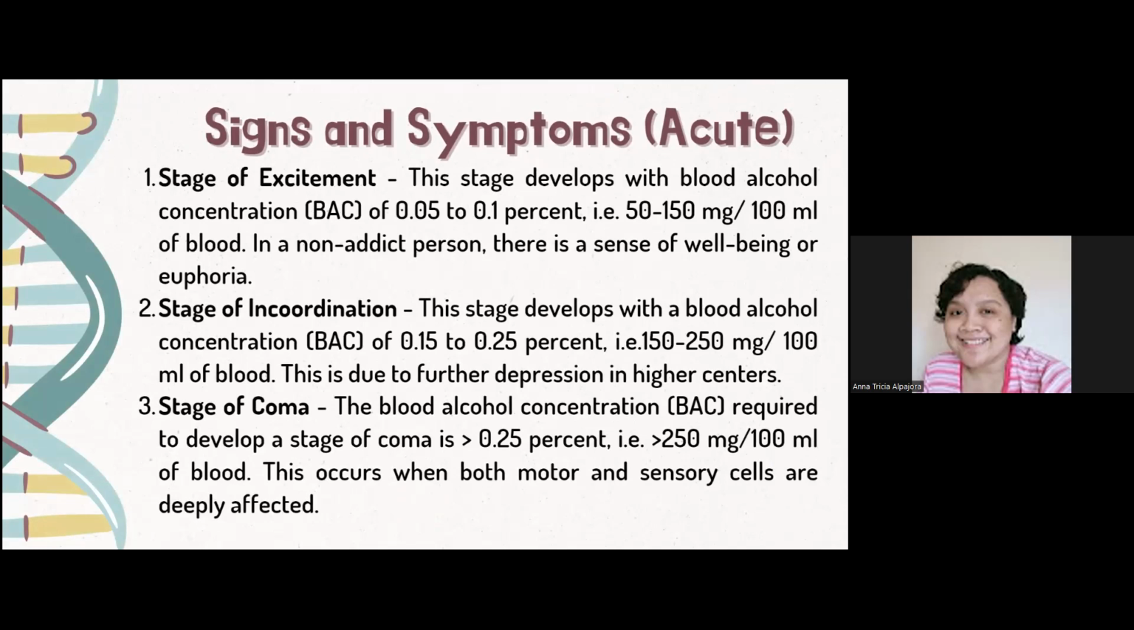So for the signs and symptoms of acute alcohol poisoning, we should take note that alcohol intoxication is mainly because of its depressing action on our central nervous system, both in the higher and vital centers. So depending on the group of signs and symptoms observed, acute alcohol poisoning manifestations are described under 3 different stages. So we have here the stage of excitement, the stage of incoordination, and the stage of coma.